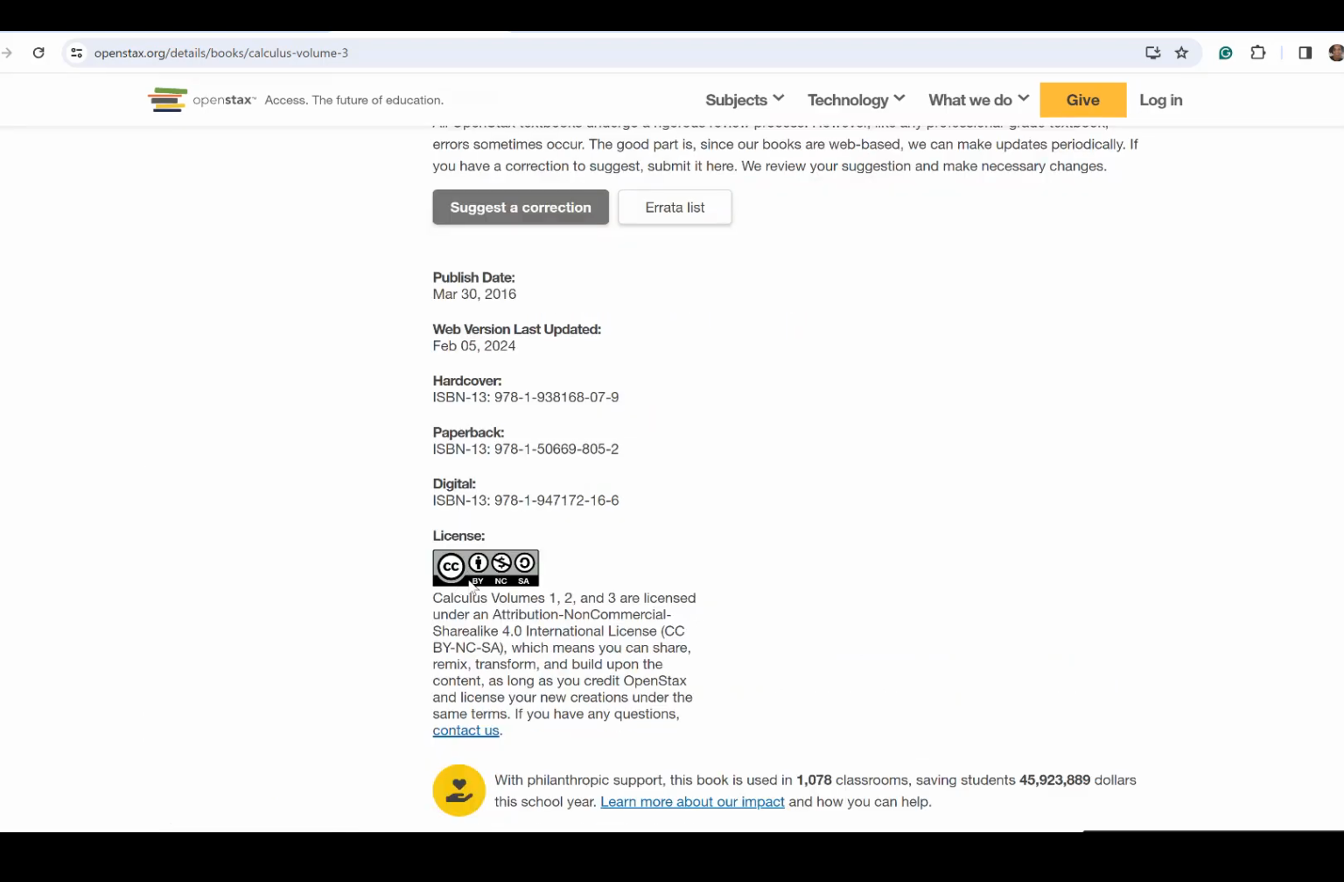If I scroll down to the bottom of this volume that can be used for Calculus 3, I see what the licensing requirements are. This book may be used, but there must be a proper attribution here with the "by." It cannot be used for commercial purposes, so there's no money sign. And then it must be share alike.